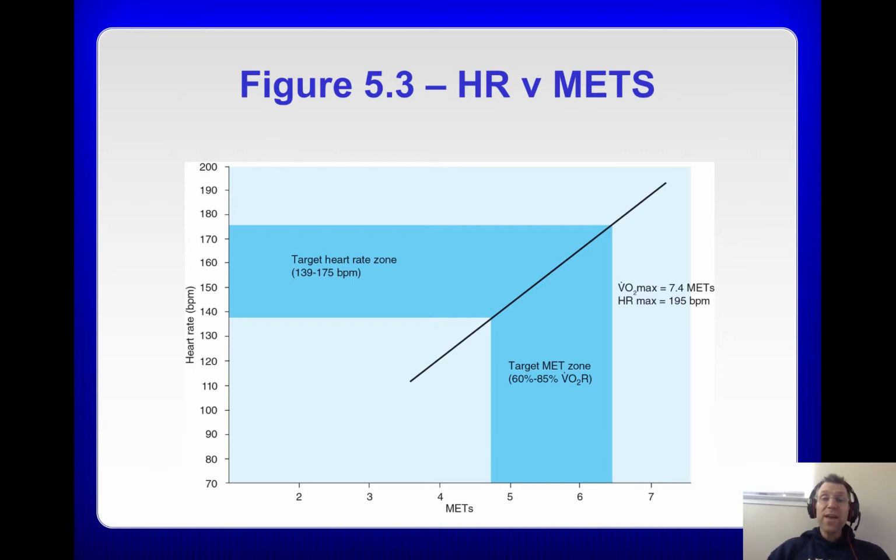And so if we have an individual that we determine, hey, we want you to be in a 60 to 85% VO2 reserve or MET reserve zone, we can look at their specific data and go, hey, what were your heart rates when you're at whatever METs we determined to be at 60%, whatever METs we determined to be at 85%, and then we can use those heart rates for when you actually exercise.